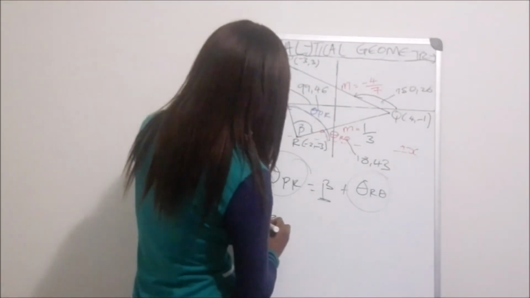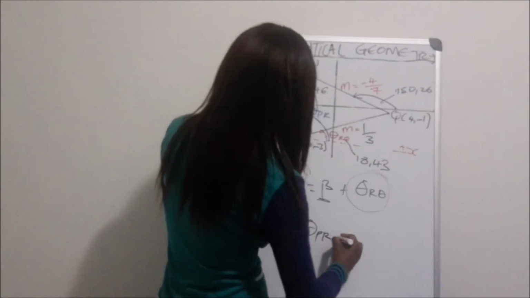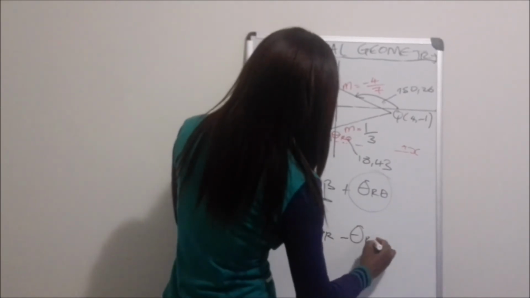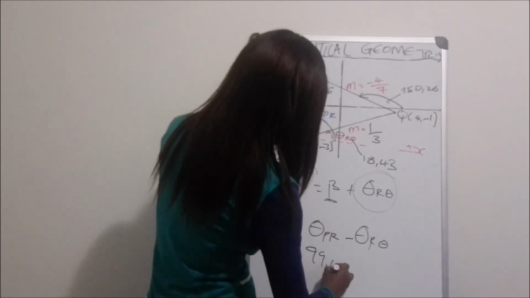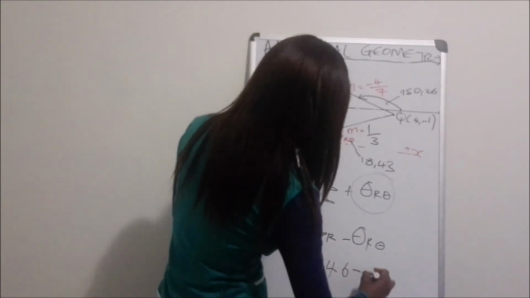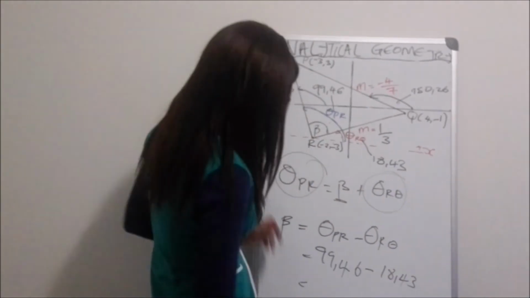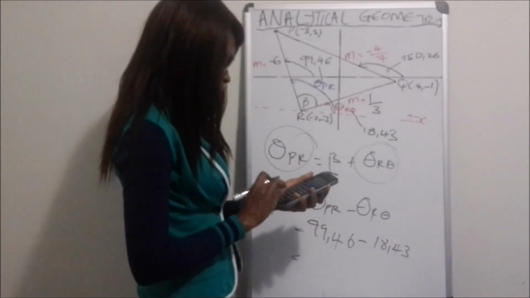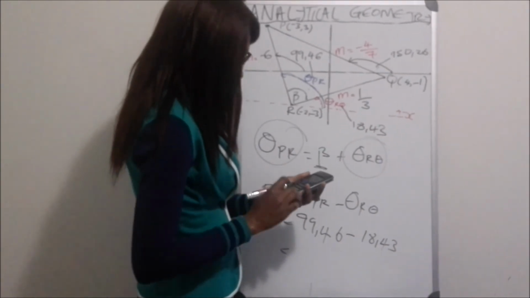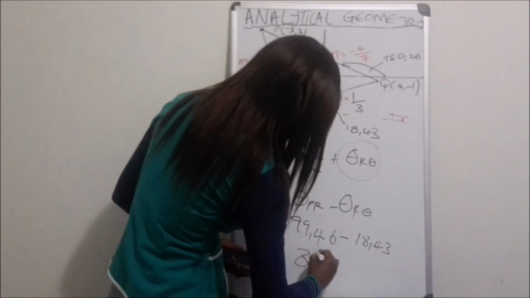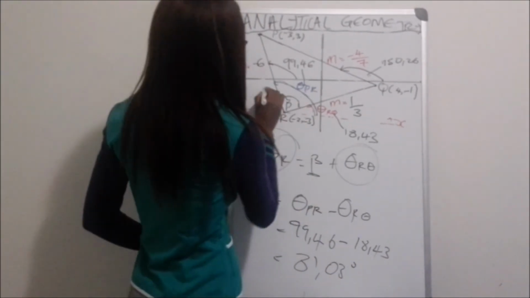We can now find the value of beta. All right, beta here will be the angle of inclination of PR minus the angle of inclination of RQ, of which this will be 99,46 minus 18,43. Let me use my calculator, and the answer will be 81,03 degrees.